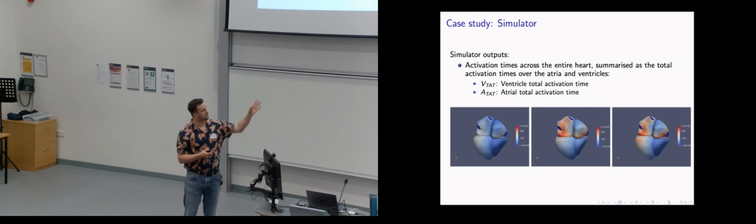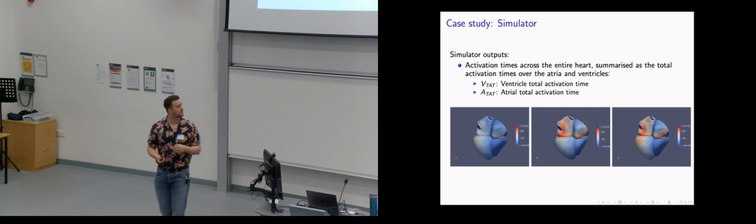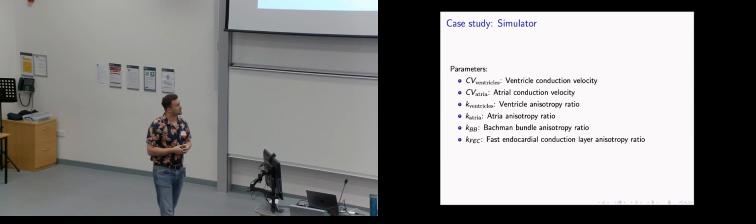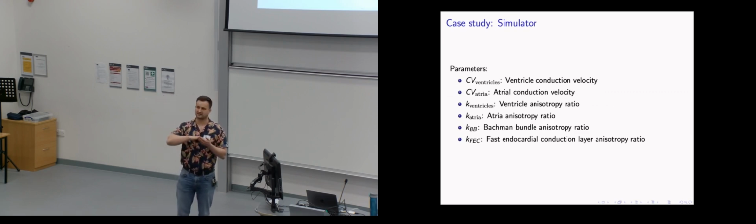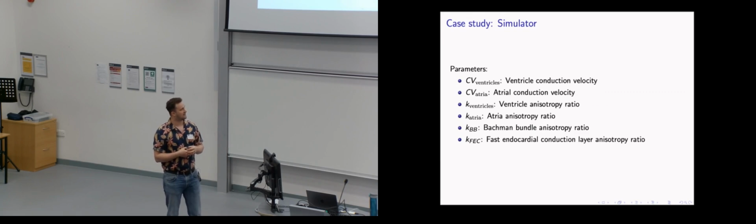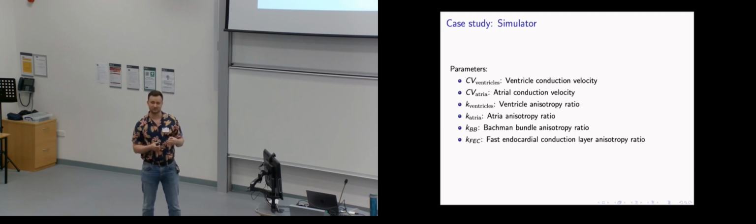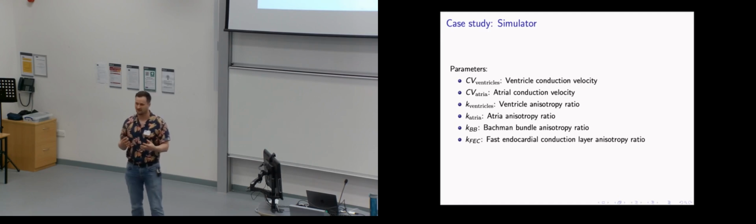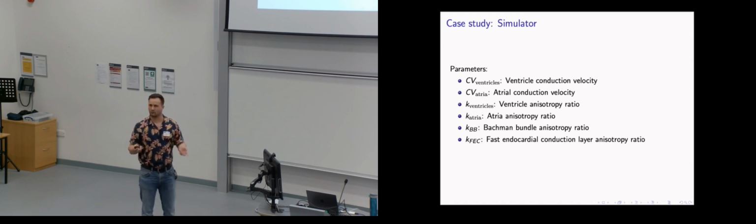And this is the total activation times over, I think, mesh 4, for 3 different sets of parameter values. We've got 6 parameters, so we're in a 6-dimensional parameter space. The conduction velocities are the speed at which electricity moves across the heart. And then the 4 K parameters are anisotropy ratios, which tell us whether the wave moves faster or slower depending on where you are in the heart. So in the fast endocardial conduction layer, you move faster than if you're in the Bachmann bundle, for example. But don't worry too much about the anatomy.